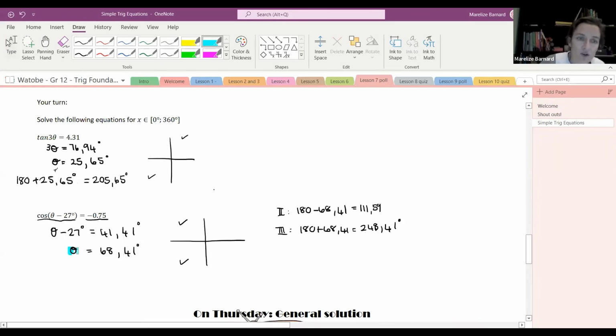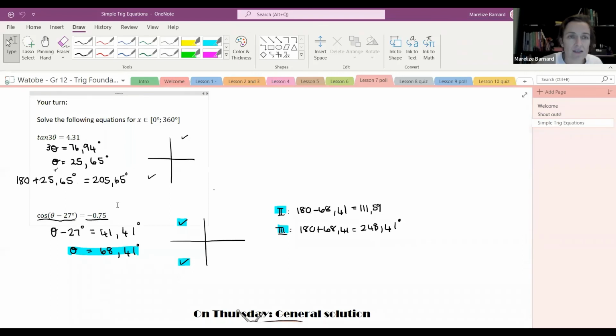Okay, so check that you got your reference angle correct. Once you have your reference angle correct, check that your quadrants are correct, that you've worked in the second and the third quadrant, because that is where cos is negative. Okay. I see some variation in answers here, but guys, the only answers that are correct are these two. And like I said, if you didn't get that, check that your reference angle is correct and your quadrants are correct.